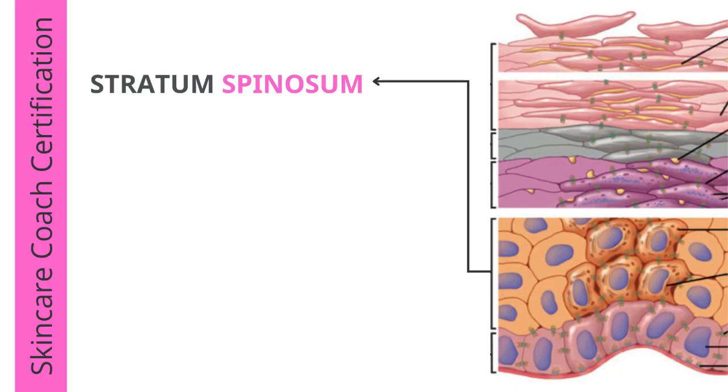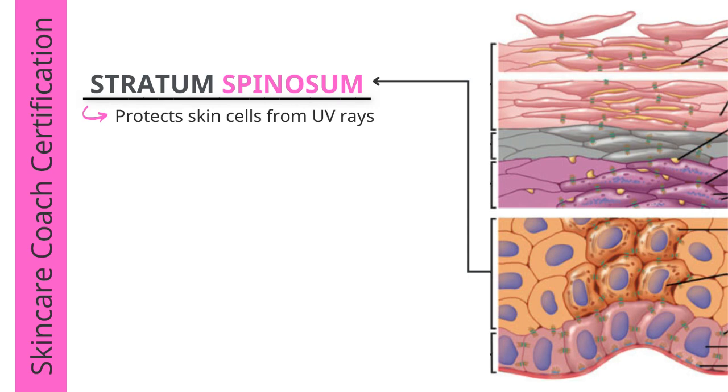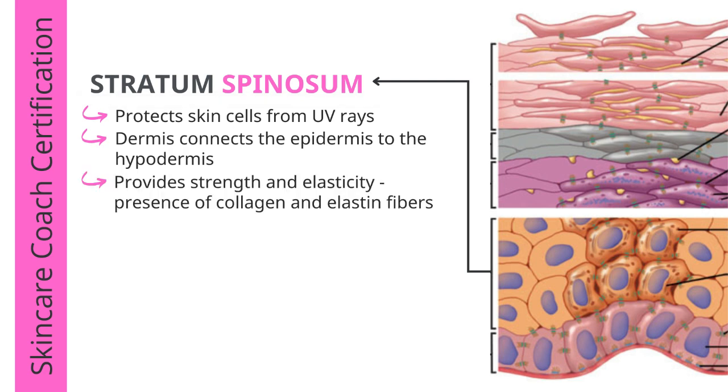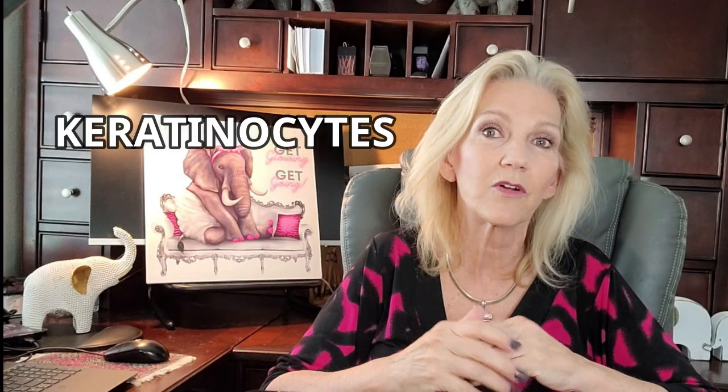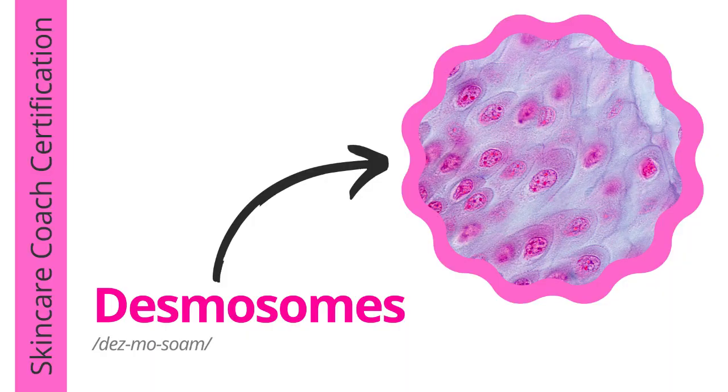The next layer is the stratum spinosum. In this layer, melanin is transferred to keratinocytes to protect skin cells from UV rays. This is where the dermis connects to the epidermis and to the hypodermis and provides strength and elasticity due to the presence of collagen and elastin fibers. Therefore, its primary function is to help make your skin flexible, resilient, and strong. It consists mostly of keratinocytes held together by sticky proteins called desmosomes.